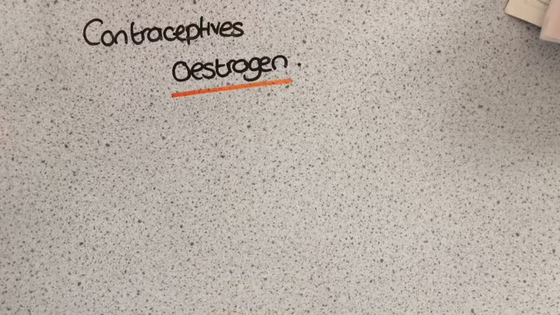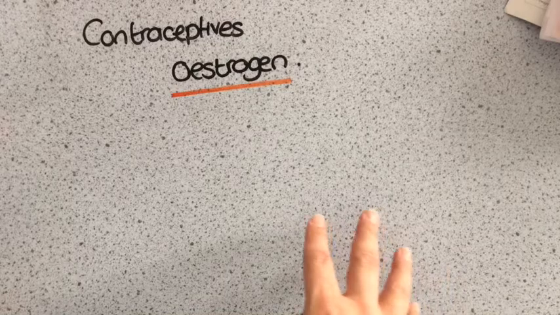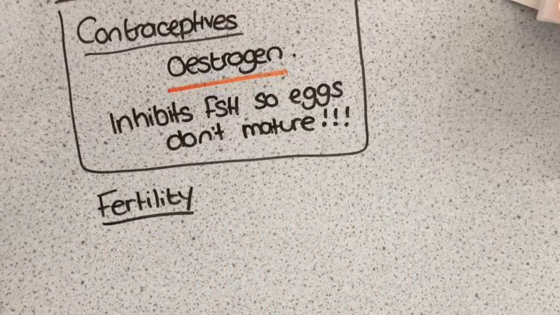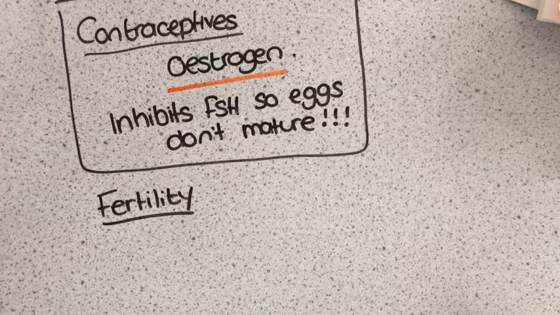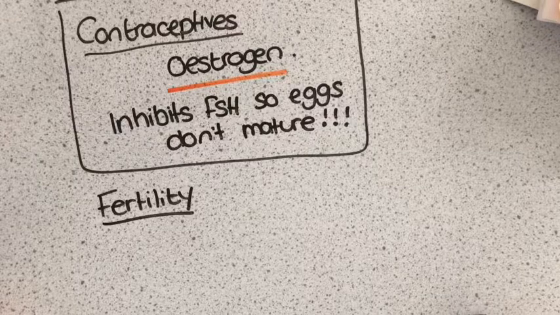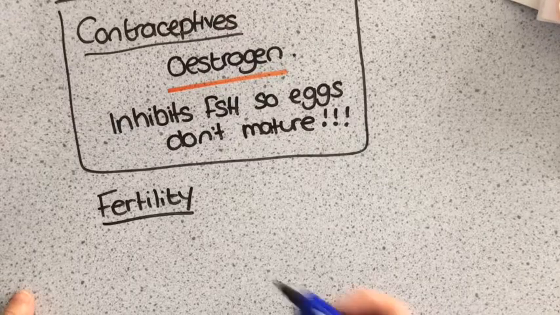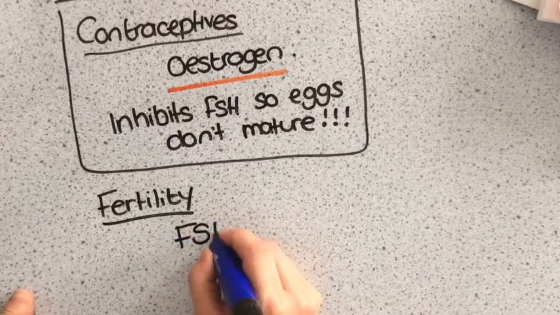Now you might remember from the previous part of the video that estrogen will inhibit the release of FSH, and if we are inhibiting FSH, we are meaning that the eggs can no longer be matured. On the other end of the spectrum, there are hormones that can be used to increase fertility, so can help women get pregnant. Now that hormone that you need to know about is going to be FSH.